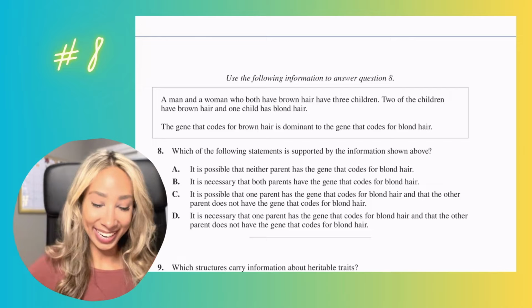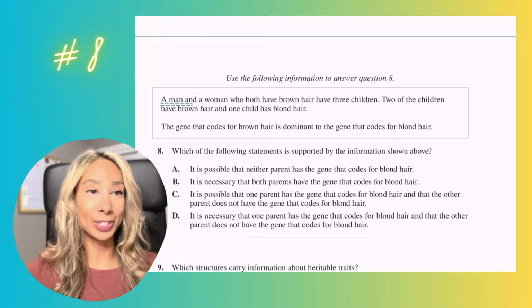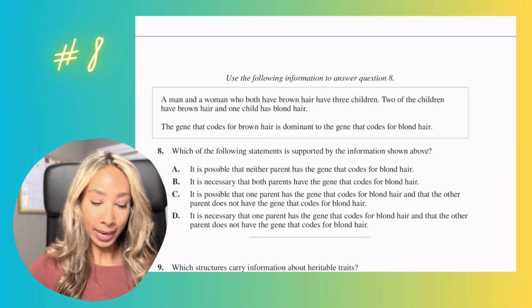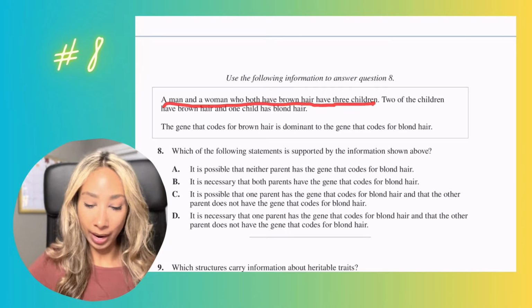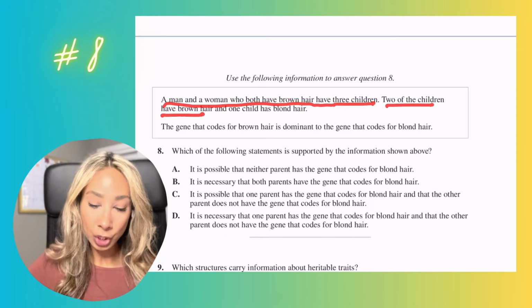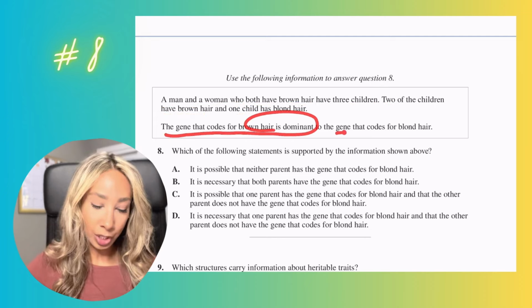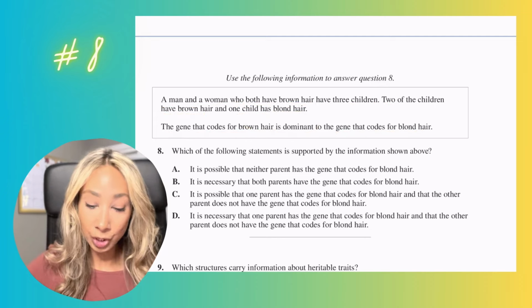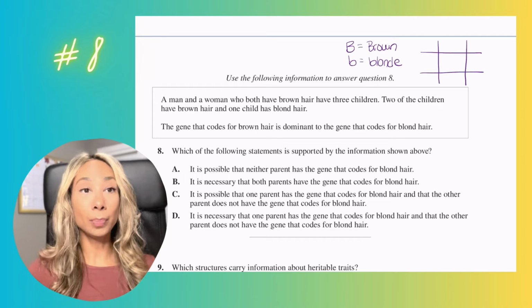Okay, number 8 here. So with number 8, we're going to use this information to, of course, answer the question. So let me read this out loud. A man and woman who both have brown hair have 3 children. 2 of the children have brown hair and 1 child has blonde hair. The gene that codes for the brown hair is dominant to the gene that codes for blonde hair. So that basically means the blonde hair is recessive, but the brown is dominant.